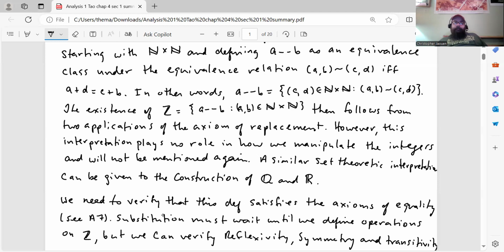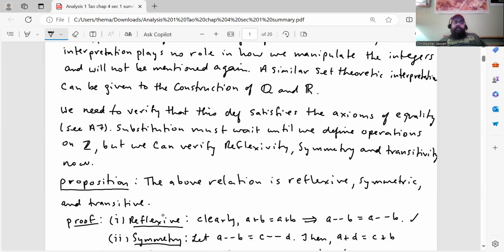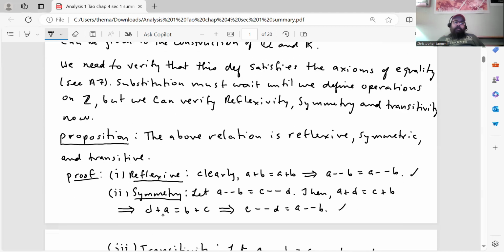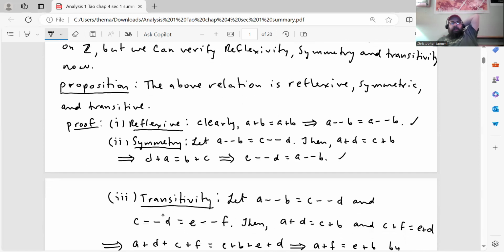He says here also, we need to verify that this definition satisfies the axioms of equality from section A.7, which is the appendix. Substitution, however, must wait until we define operations on the integers, but we can verify reflexivity, symmetry, and transitivity now. So here's the proposition. He actually proves transitivity in the book, and he leaves reflexivity and symmetry for an exercise, but I just did them here because they're short, and I figured why not just do them here instead of waiting for the exercise set. So the proposition is the above relation is reflexive, symmetric, and transitive.